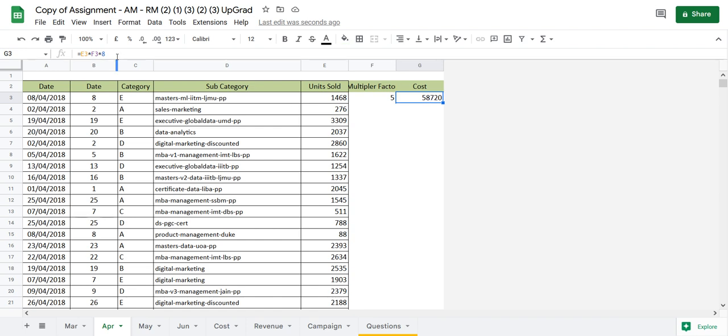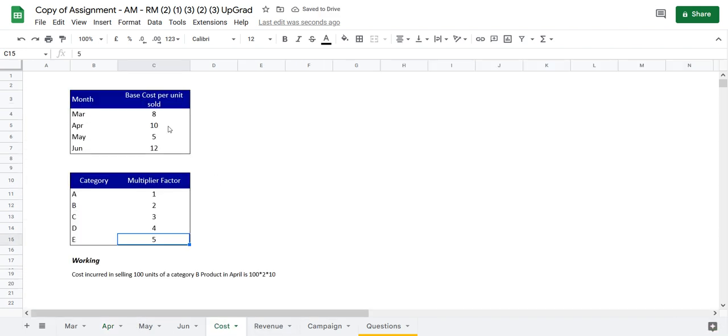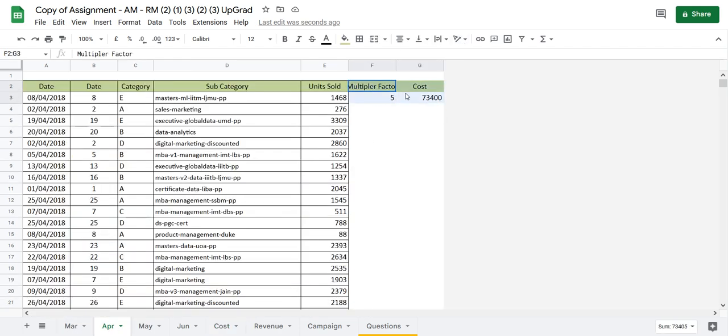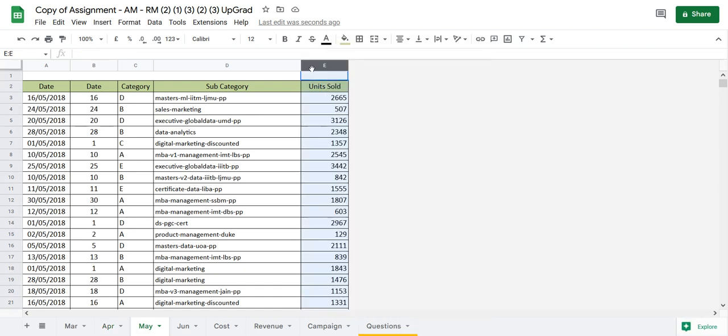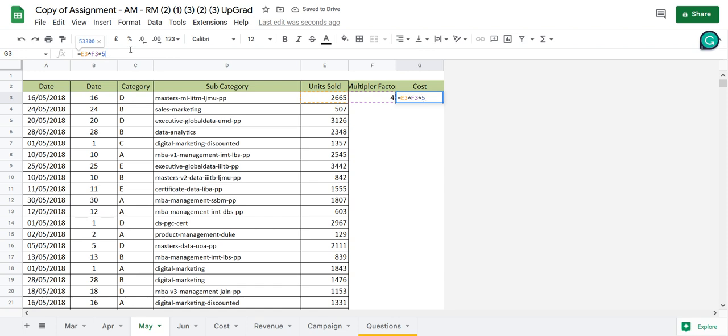But for April, the base cost is 10. So instead of 8, it will be 10. Because see, for May it is 5 and for June it is 12. So I'll add one column.